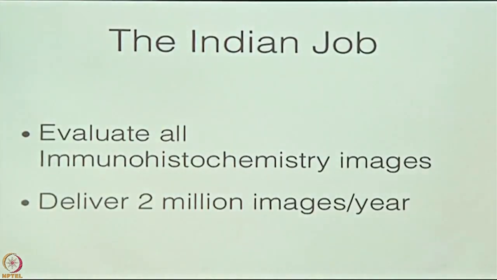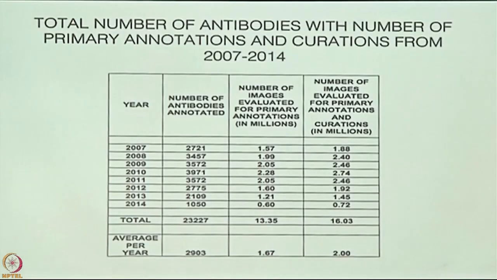So that was our job when we took it on. We had to evaluate all the IHC images, and we had to deliver 2 million images a year. 2 million images a year is roughly 7,000 images a day, manually. And those are the statistics that we followed from the year 2007 to 2014. That gives you an average of 2 million a year, because there were original images that were annotated.